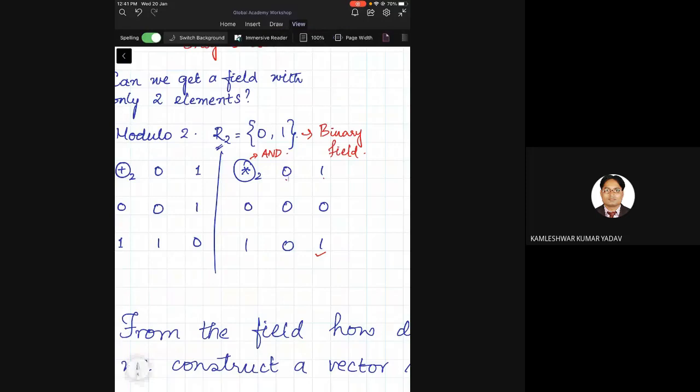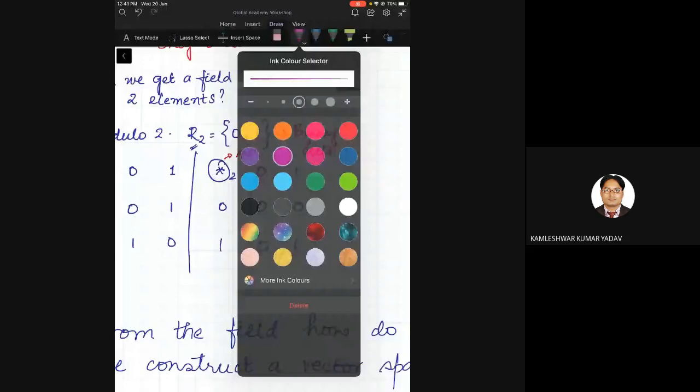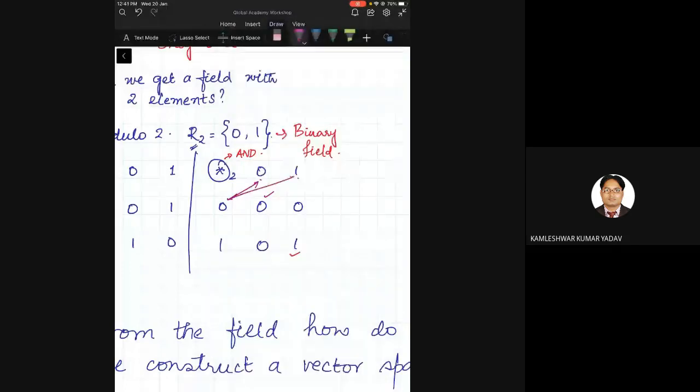Now, if I take the multiplication of 0 and 0, I get a 0. If I take the multiplication of 0 and 1, I still get 0. These two multiplied together, I get a 0. Right? Now the question is, I tell you that the product of the two inputs that I have taken is 0. X into Y is equal to 0.